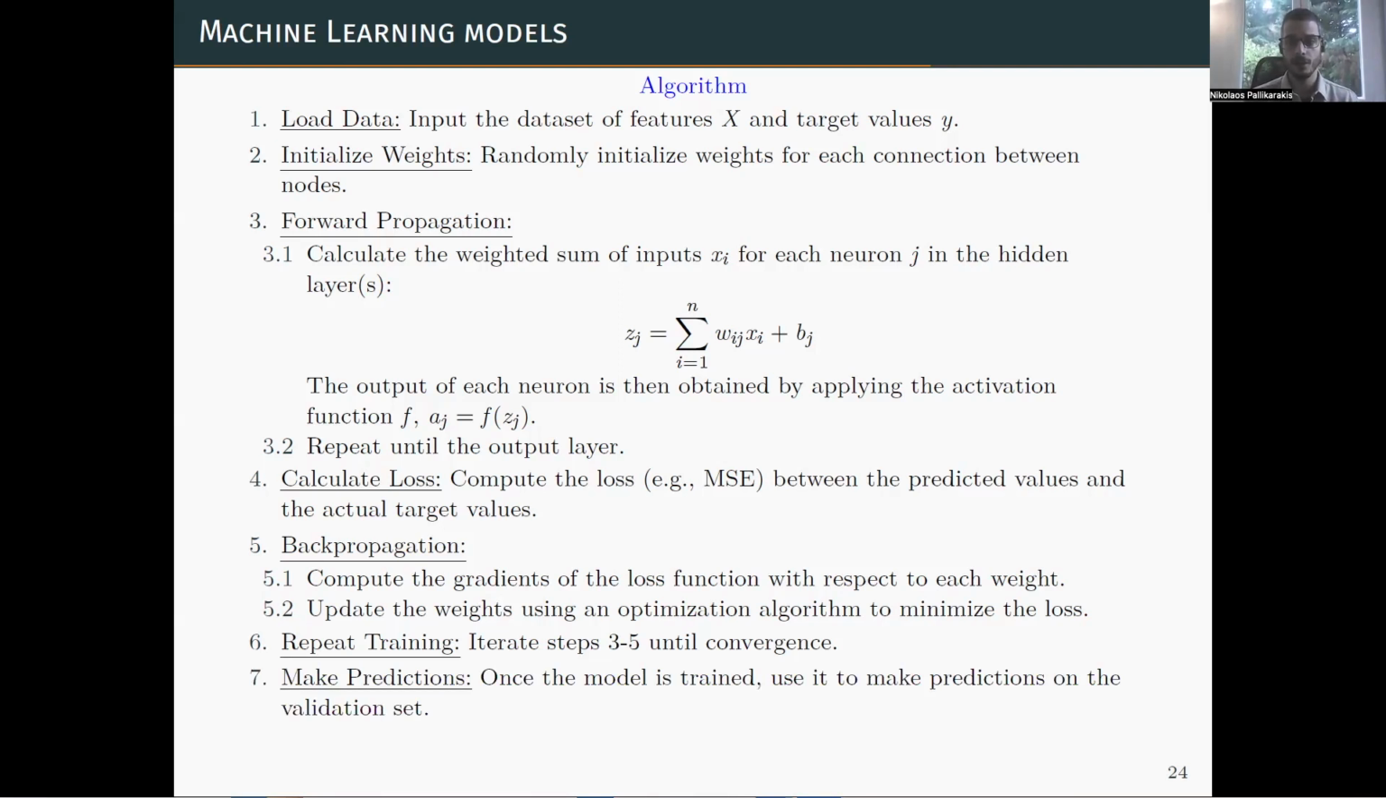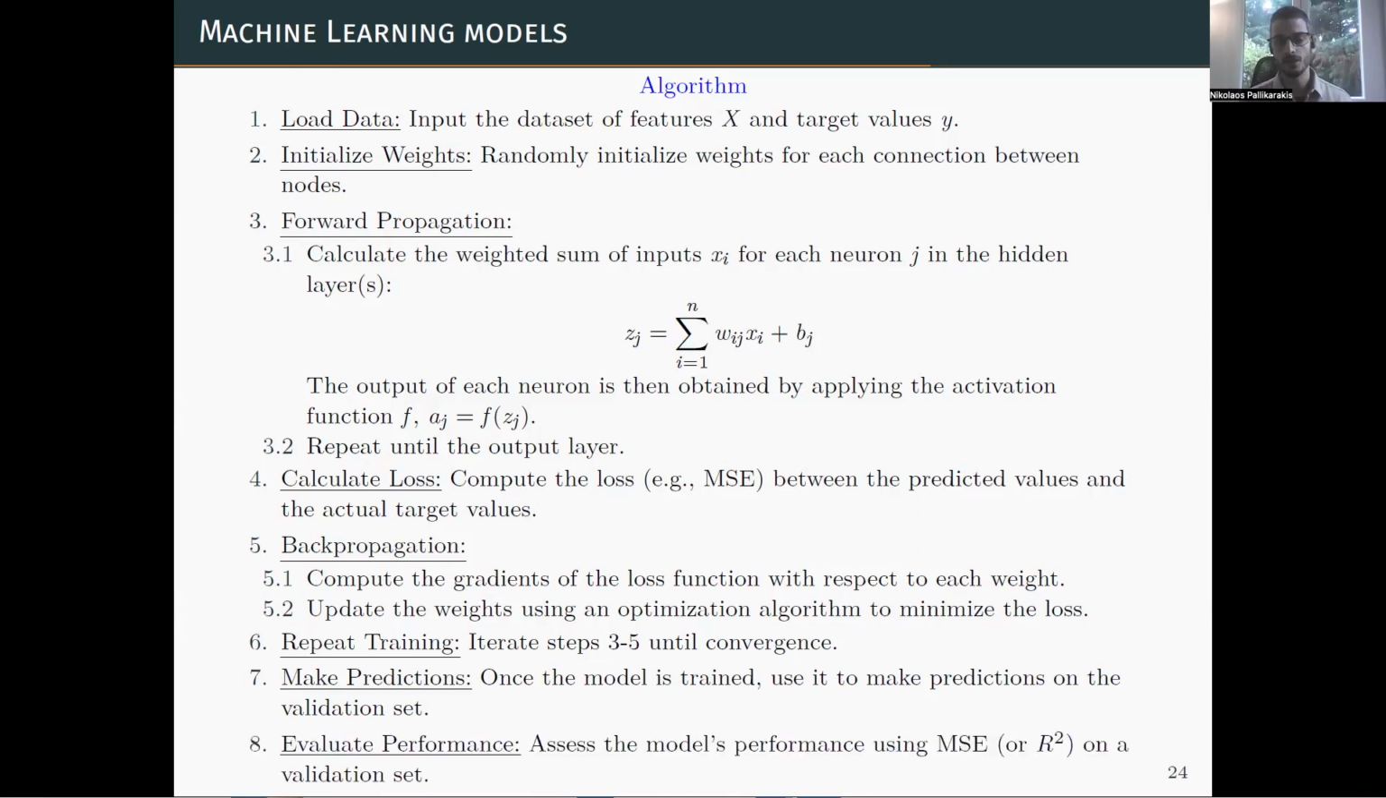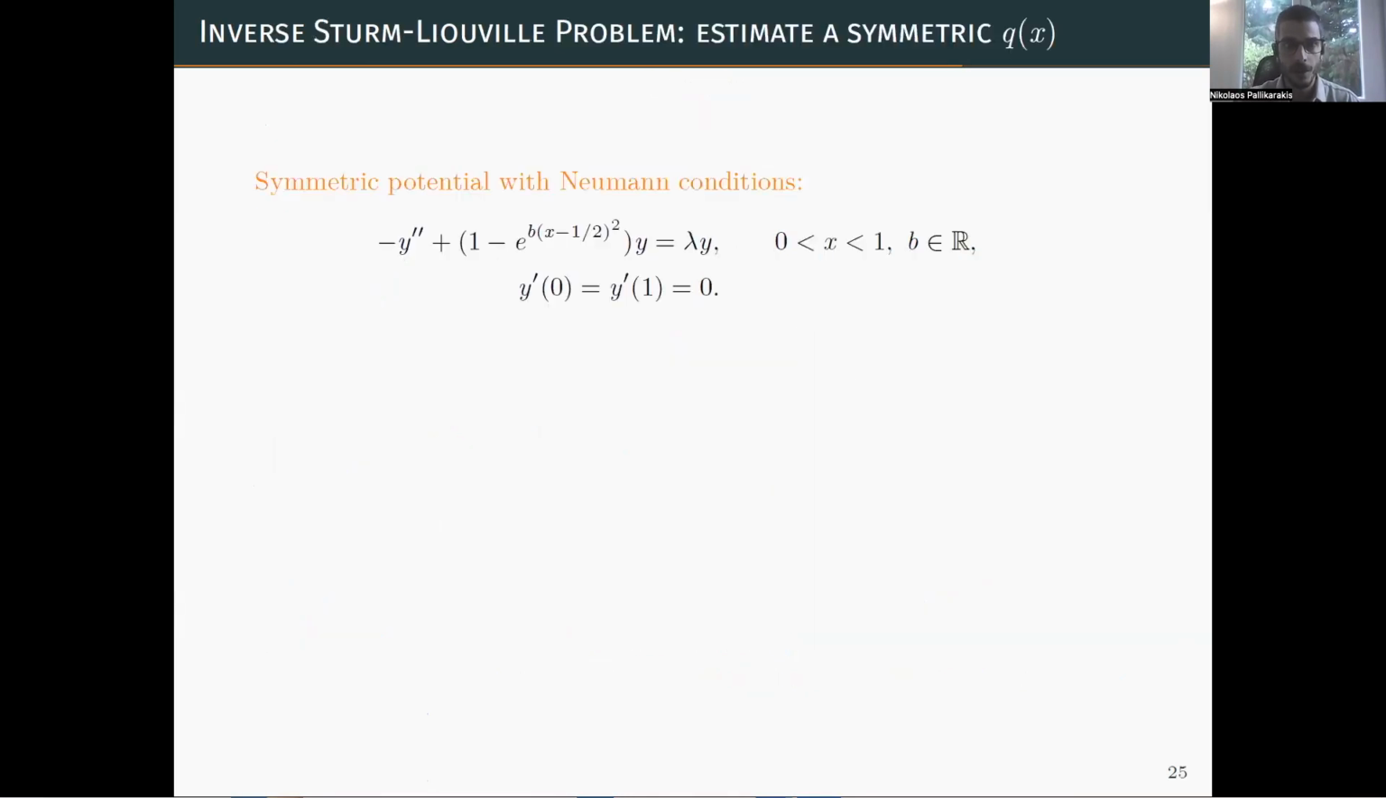Every new entry, every new x, every new eigenvalue vector we give to the model, we get an output, and this is the prediction, which is the solution of the inverse problem, actually. And as we did in the previous model, we assess performance using mean square error or a coefficient of determination on this validation set. And now let's see the examples we studied.